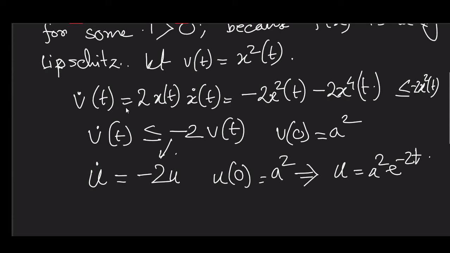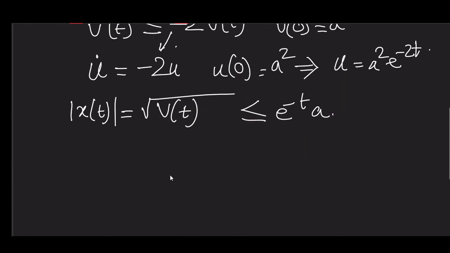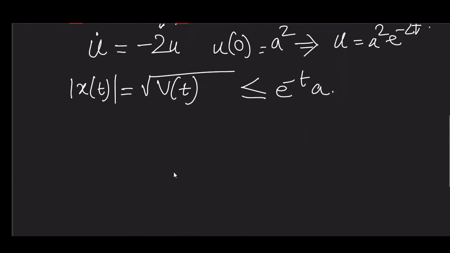So if that is the case, what we can write, by comparison lemma, that mod x(t) is equal to under root v(t), less than or equal to e to the power minus t into a. So basically this gives this bound e to the power minus t a, means whatever be the case, it will be constant even if you consider variation of x(t).